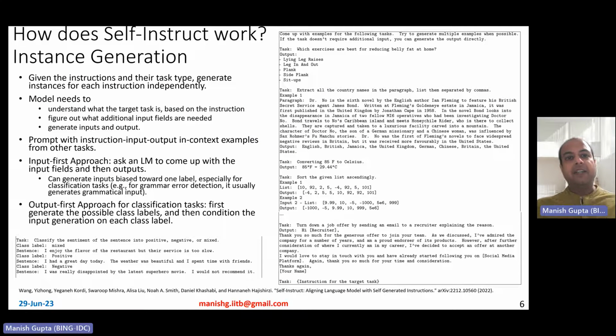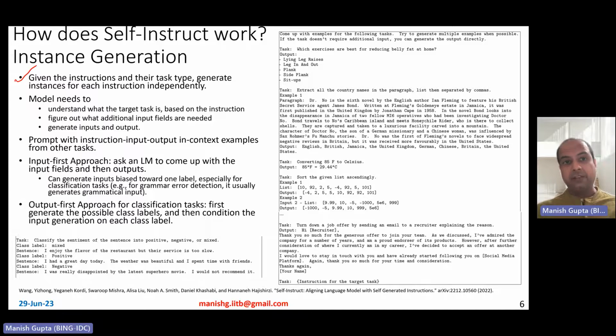Okay. Further, the next step is to generate the instances. You have the synthetic instructions now, the task instruction, and you know if it's a classification task or not. Now you have to generate instances, and let's see how these instances are generated. The idea is, given the instructions and their task type, classification or not, you want to generate instances for each instruction independently.